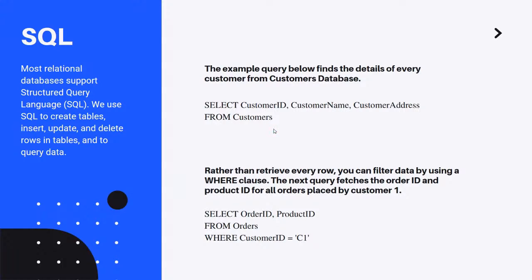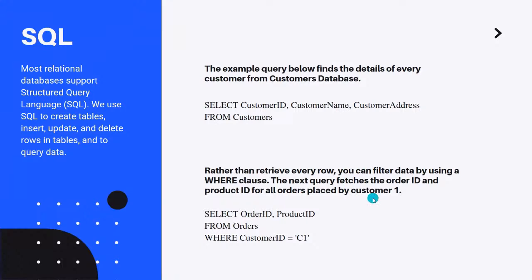So all the customer ID, customer name, and customer address will be displayed from the customer database. Then I have another query. Here I have used a where clause. We have different clauses, different commands for our SQL. It provides a huge number of commands to modify our data in our database. So I have used the where clause here.